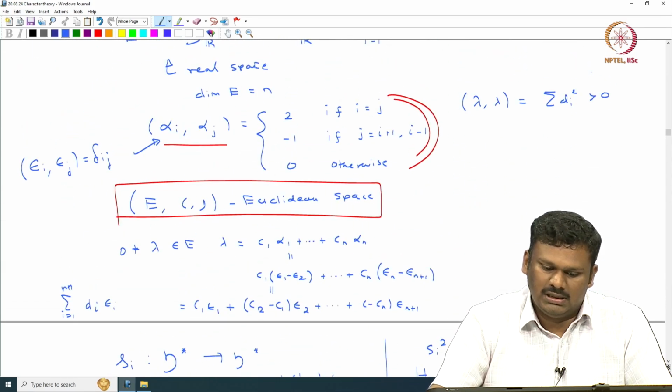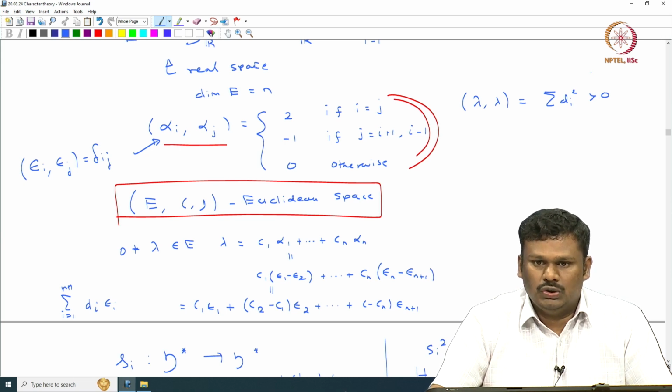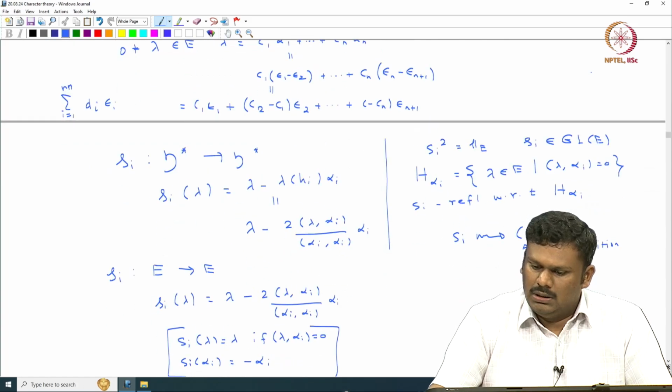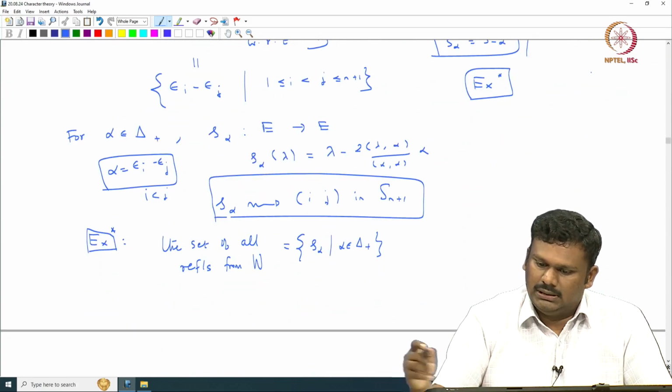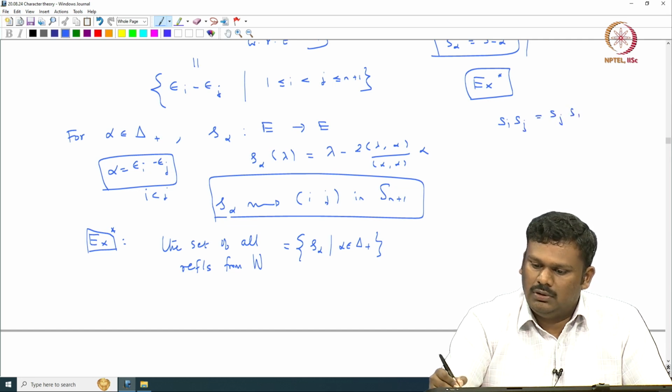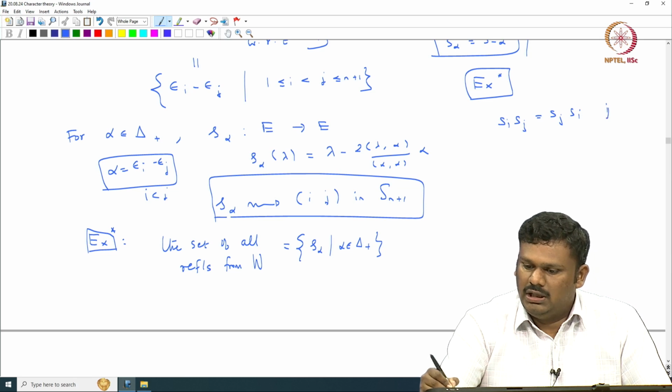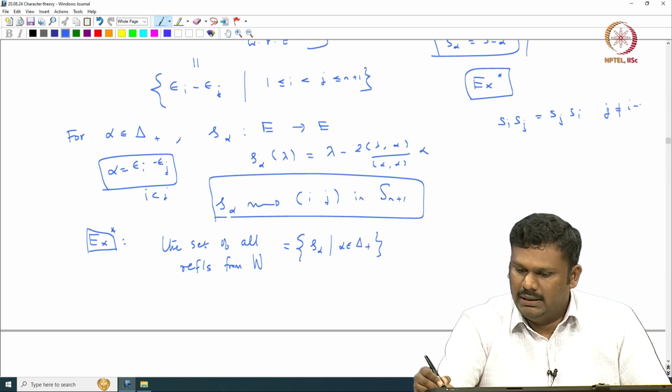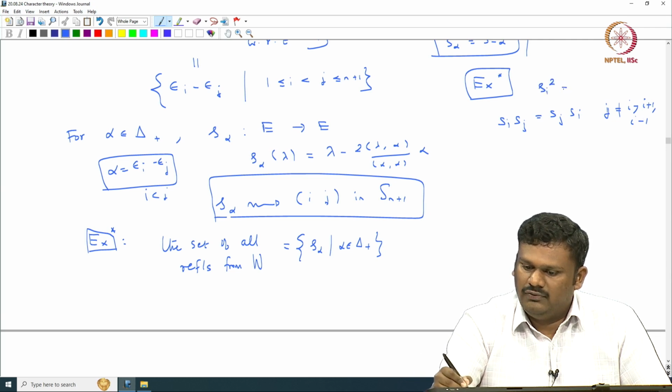Whenever the inner product of alpha i and alpha j is 0, you do not put any edge, we just take it as vertex alpha i. Then alpha i and alpha j you connect by an edge if the inner product is non-zero, which is exactly minus 1. So now from this you can see that it is not hard to see that Si and Sj will commute whenever j is different from i plus 1 and i minus 1, and Si squared will be identity.